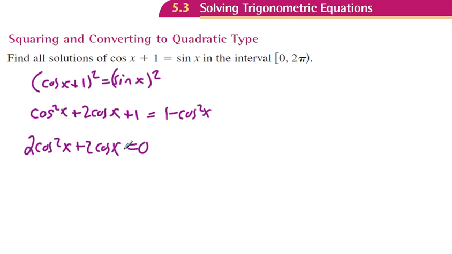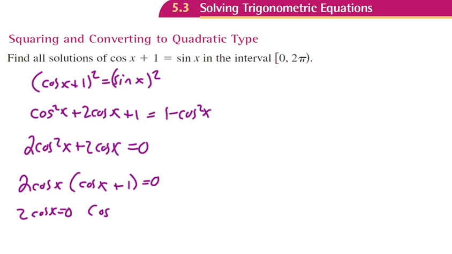Now to solve, I'm going to factor the left side. They both have a common factor of 2 cosine, so I'm going to factor out 2 cosine of x. 2 cosine of x times cosine of x gives me back my first term, and 2 cosine of x times 1 gives me back my second term, 2 cosine of x. So now I set each factor equal to 0 and solve. This one becomes 2 cosine of x equals 0, and this one is cosine of x plus 1 equals 0.